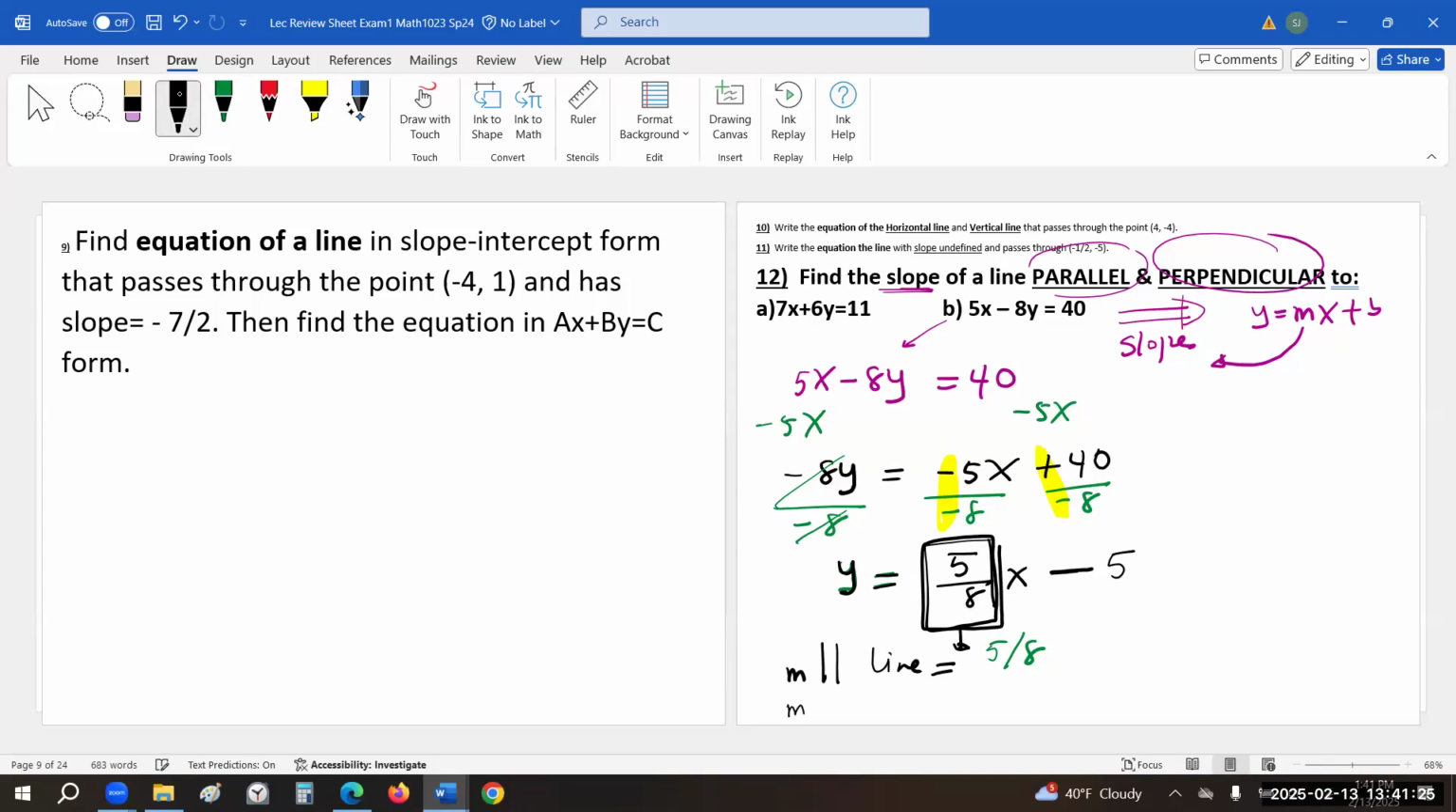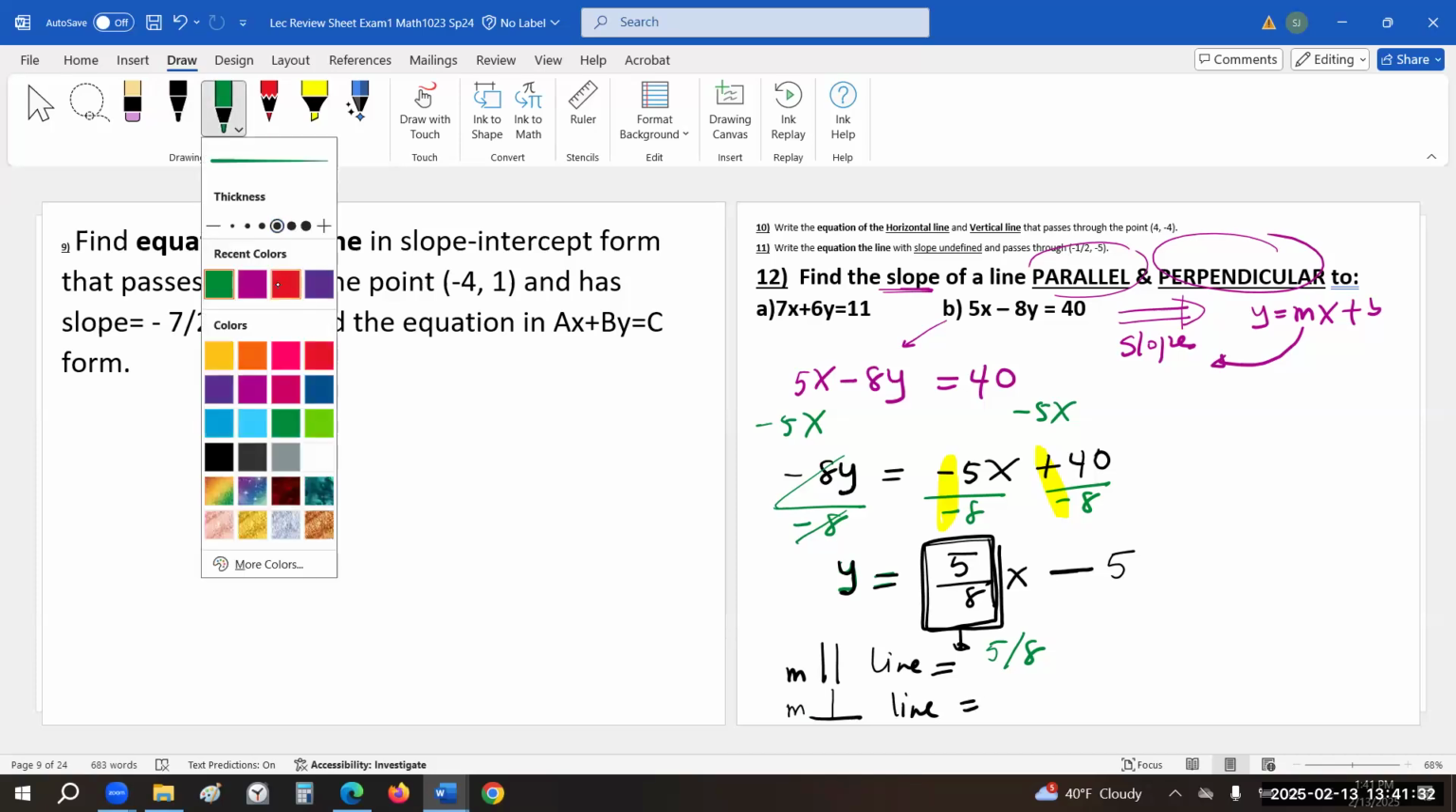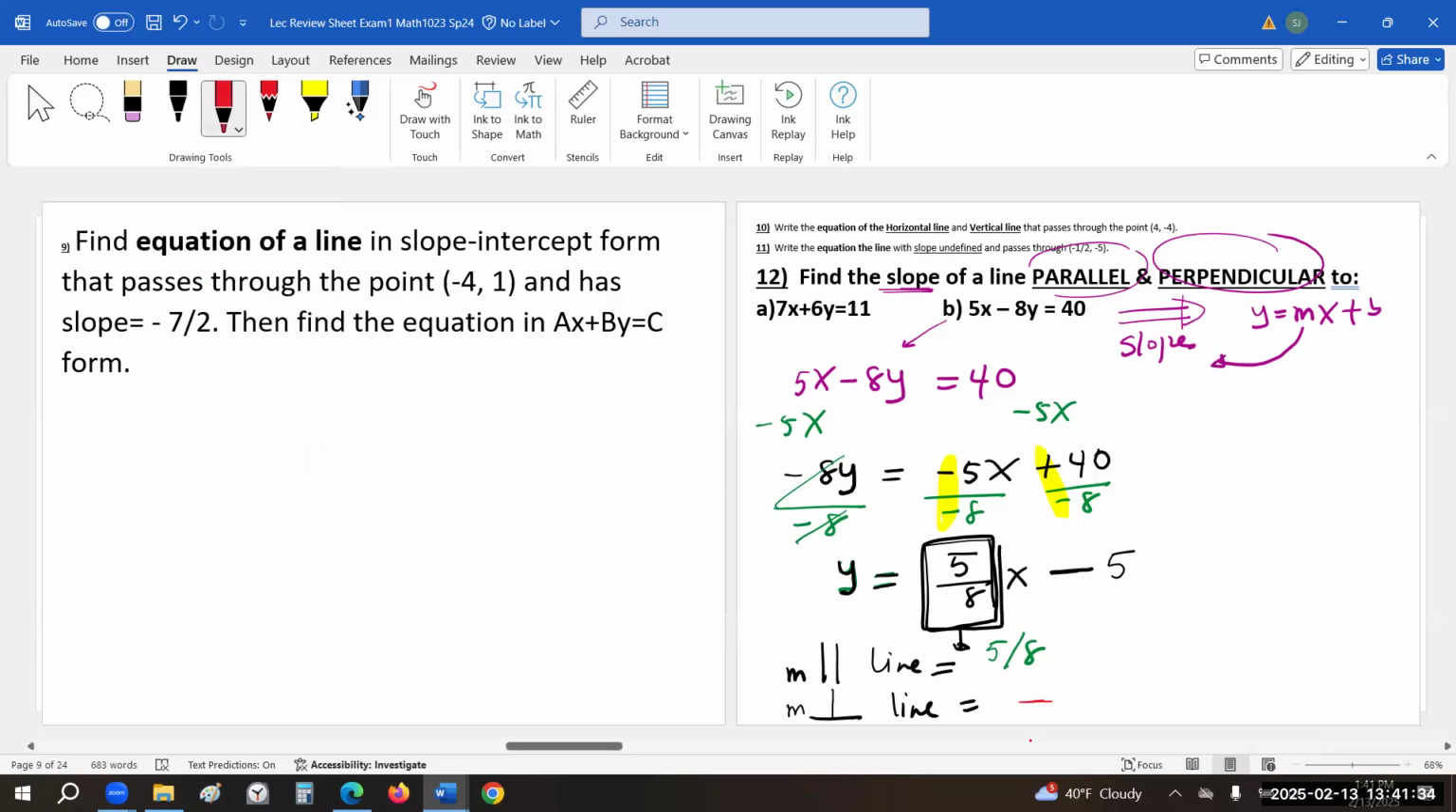Then what would be the slope of the perpendicular line? It's negative, because our original one is positive, and then we flip the fraction. So in order to guarantee that they will intersect at a 90-degree angle, we have to have a completely opposite sign and a completely opposite fraction.